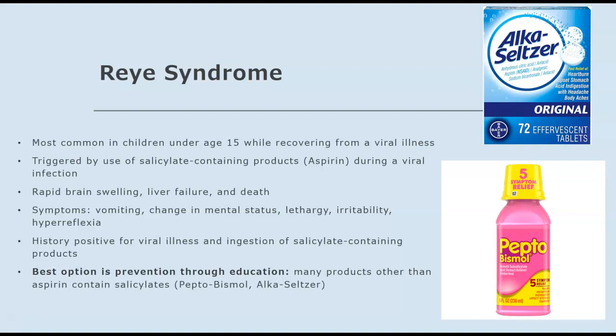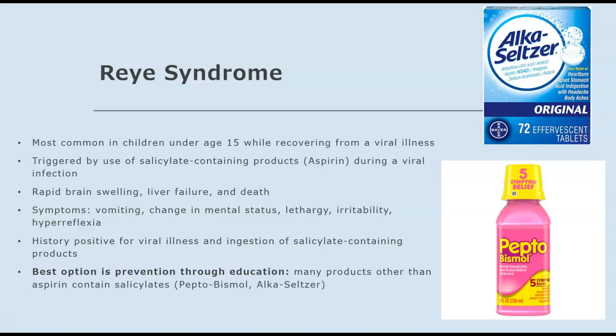Symptoms that the patient may present with include vomiting, change in mental status, lethargy, irritability, and hyperreflexia. The history that the patient reports will be positive for a viral illness and ingestion of salicylate-containing products during that viral illness. The best option for families is to prevent this syndrome through education.